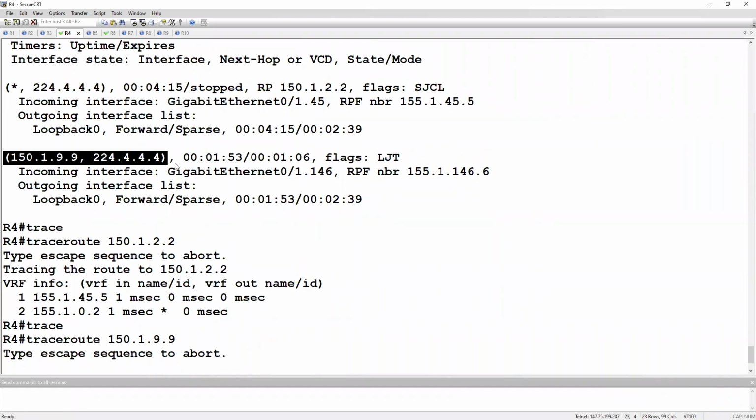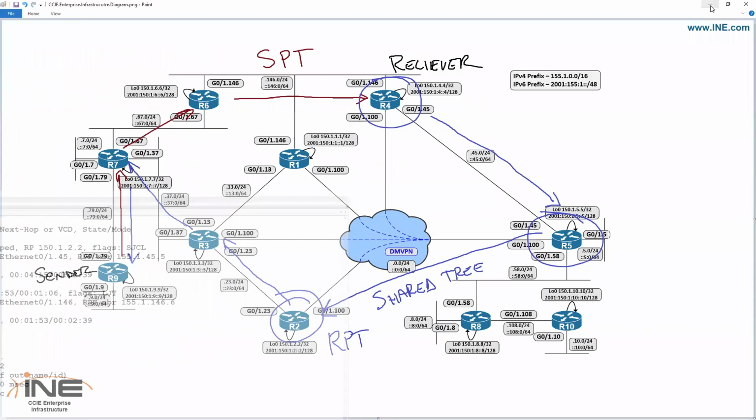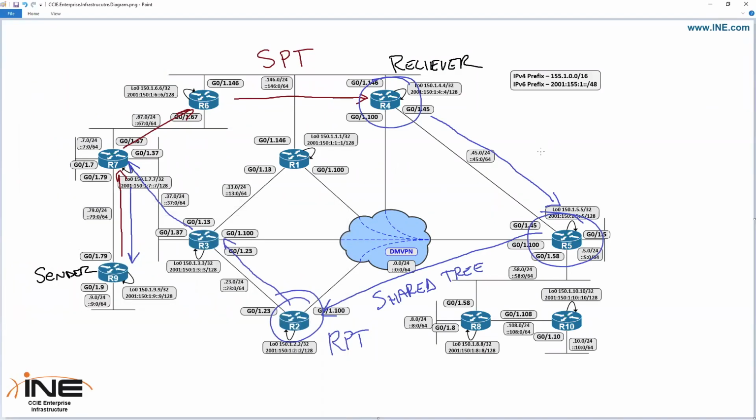Okay, so the point being here is that the shared tree is rooted at the rendezvous point, and the shortest path tree is rooted at the sender. And this is going to be an automatic process as soon as you receive traffic in from the shared tree that you switch over to the shortest path tree. Okay, technically you can control this as well.